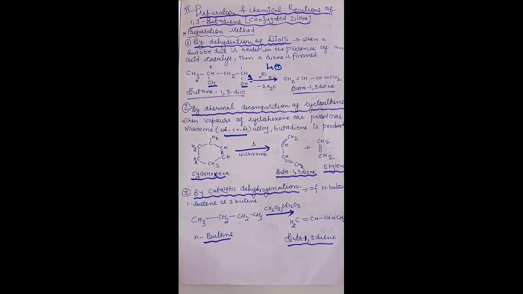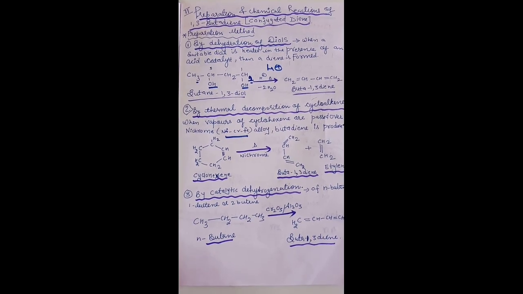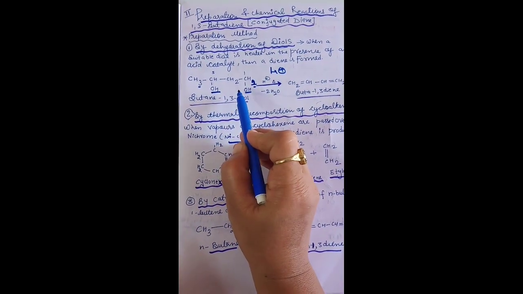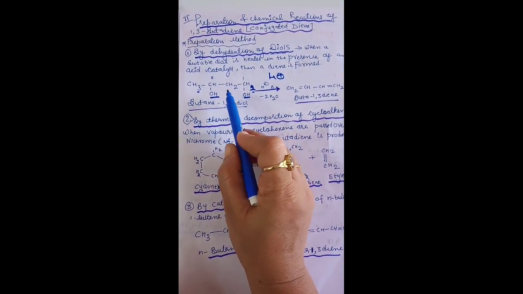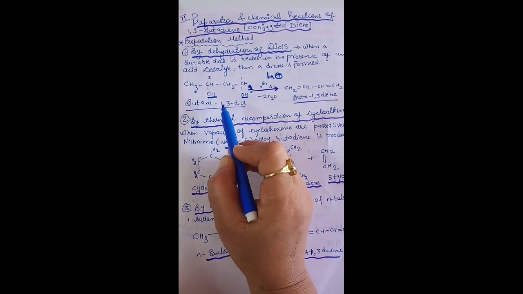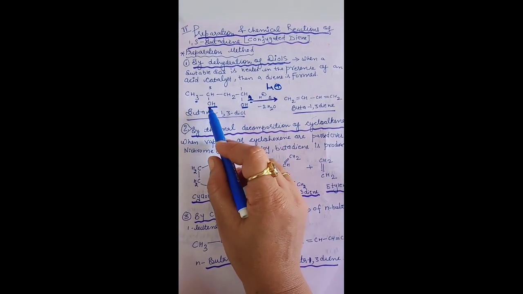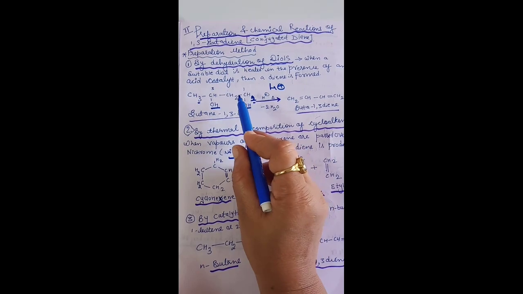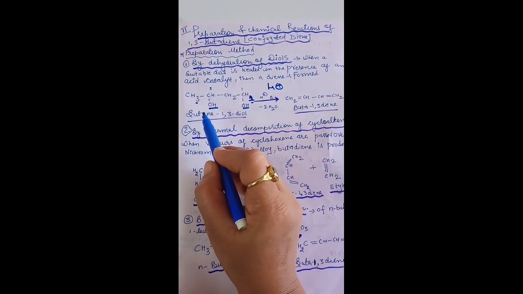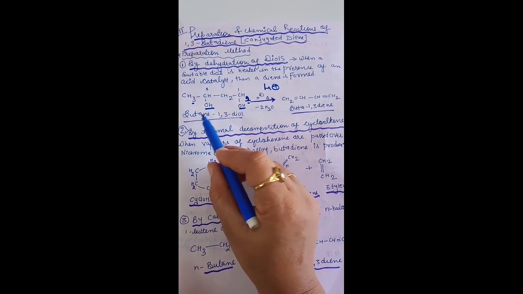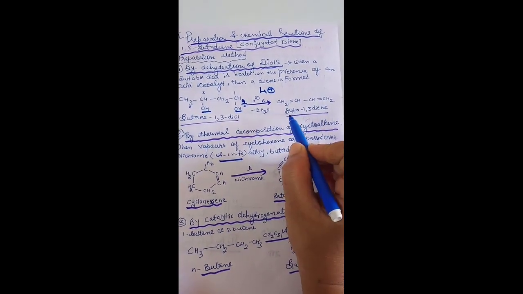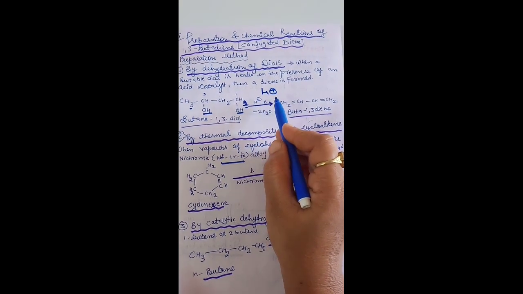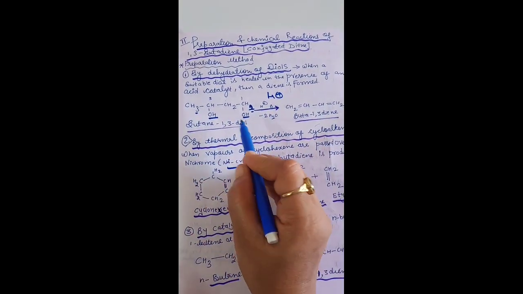Now let us see the preparation and the chemical reactions of 1,3-butadiene. The first preparation method is the dehydration of diols. What are diols? They are compounds with two OH groups present. When we dehydrate, a water molecule is eliminated from the first carbon and the third carbon, where the OH groups are present. One water molecule will be eliminated from this end and one from this end. So when water molecules are eliminated from the diol in the presence of acids, buta-1,3-diene is formed.